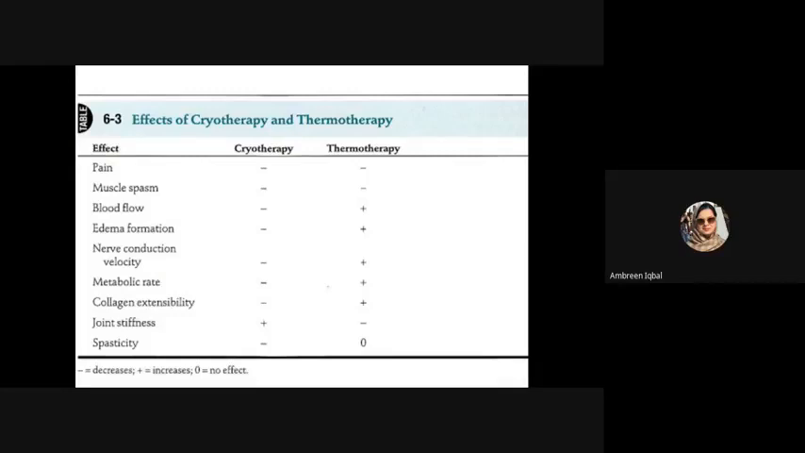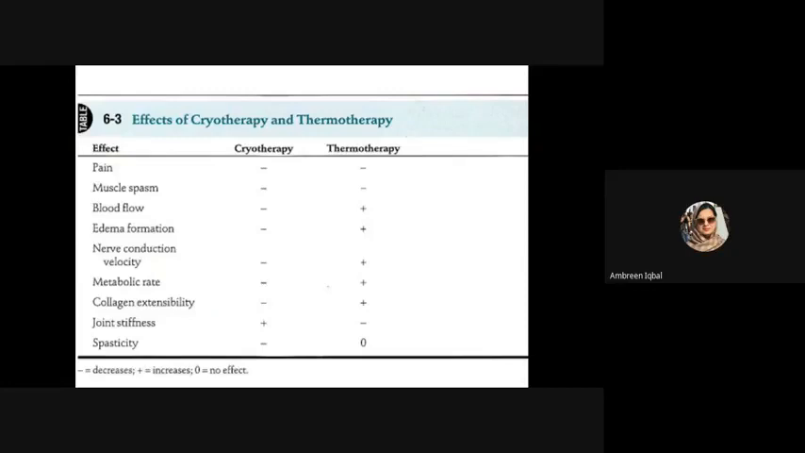Cryotherapy is going to decrease the blood flow, while thermotherapy is going to increase the blood flow, because whenever there is an increase in temperature, there is an increase in blood flow. And whenever there is a decrease in the temperature in a tissue area, it decreases the blood flow. Coming towards the fourth point, that is edema formation.